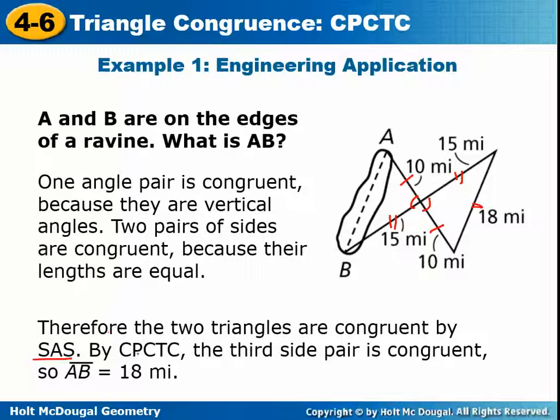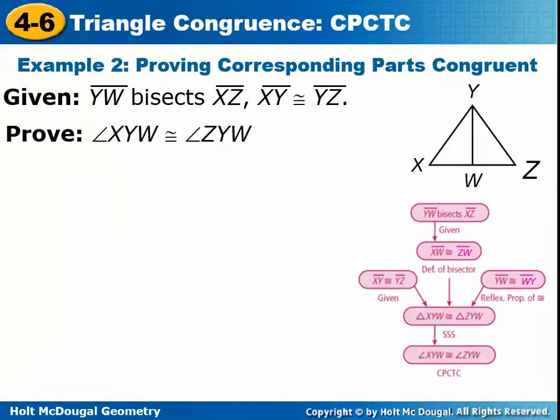So then I would say by CPCTC, the third side is also congruent, which means that this side over here is 18, so this side over here is also 18. That's how we use CPCTC.